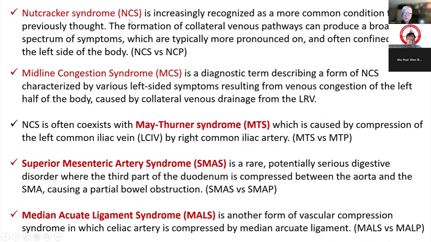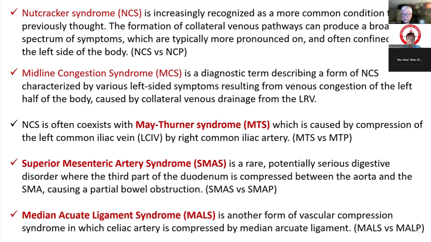Okay, if we summarize, Nutcracker is increasingly recognized as a more common condition than we previously thought, and formation of collateral venous pathways can produce a broad spectrum of symptoms, which are typically more pronounced on, and often confined to, the left side of the body.